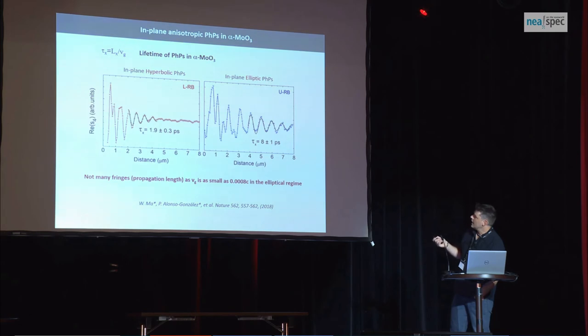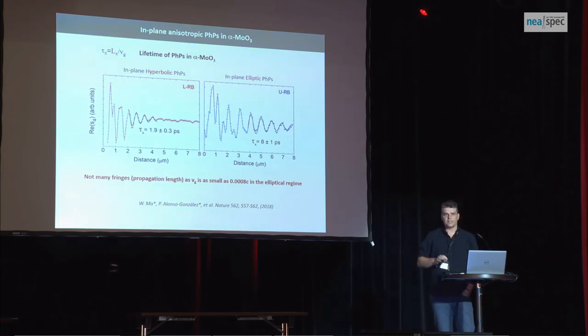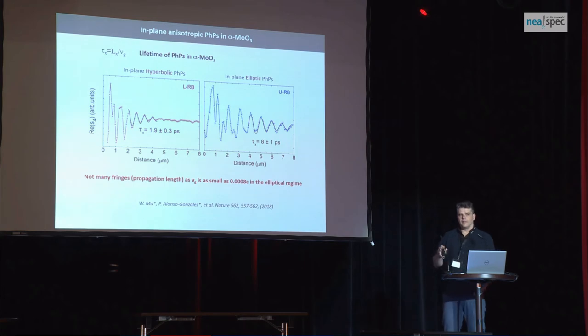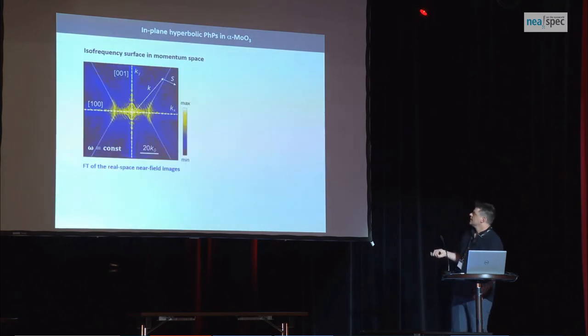One note here, the lifetime is for propagating phonon polaritons, and it's given by the propagation distance divided by the velocity, so it's for a wave that is propagating. Because I saw lately some papers where they are using this definition for resonators, and I don't understand how they get published, but I just want to mention this here.